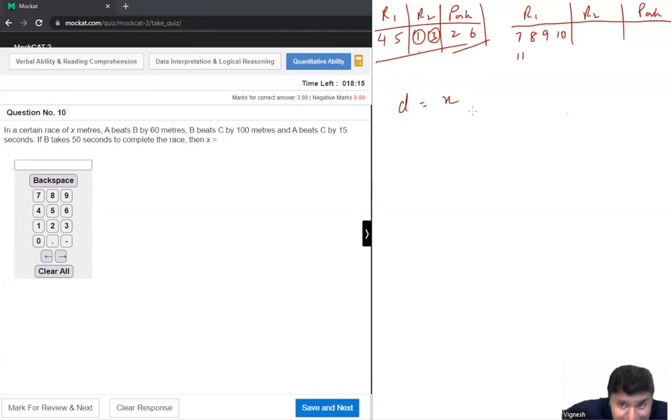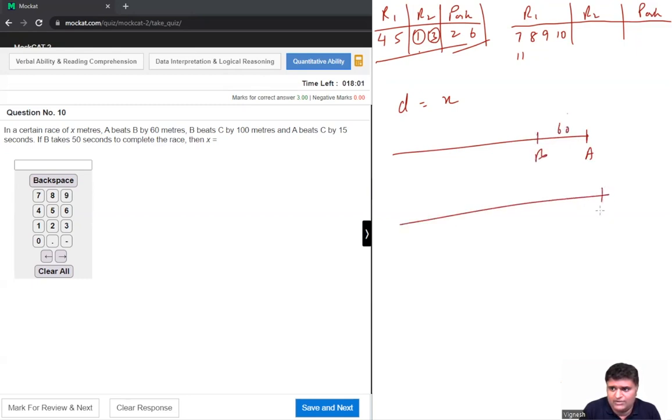Sir, could we make a number line sort of A, B, C? Yeah, we can make a number line, but what it says is A is beating B by 60 meters, and B beats C by 100. But A is beating C by we don't know. It's in seconds. That is a problem. C takes 15 more seconds to move there, right? That is the issue. So we have to go for a normal regular approach.